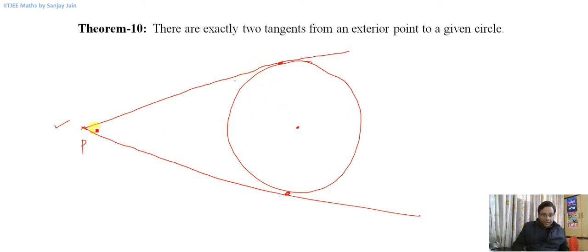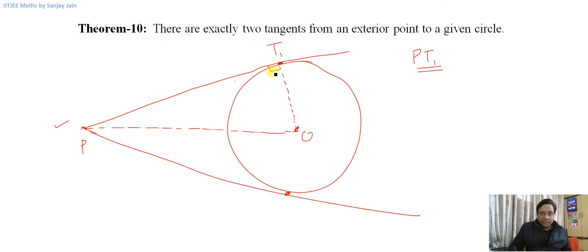Okay, let us join this exterior point P with the center O. Now look at this. If you draw one tangent, let us say this PT1, and you join O with T1, then this angle is going to be 90 degrees, right? This is going to be the 90 degrees angle, or a right angle.